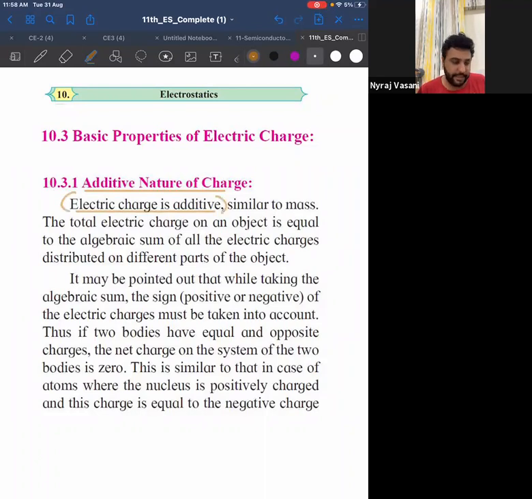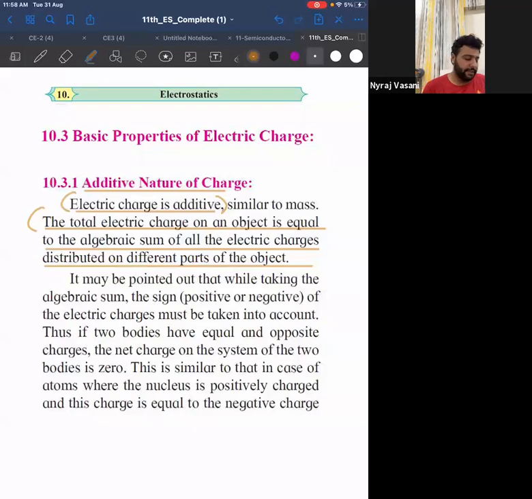Electric charge is additive. That means, listen to me, the total electric charge on an object is equal to the algebraic sum of all electric charges distributed on different parts of the object. This is the additive nature. Why is it an algebraic sum and not a vector sum? Because charge is a scalar. So I have to take the algebraic sum.